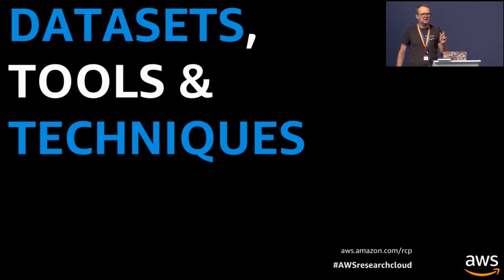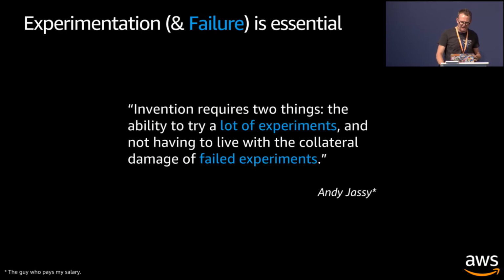The biggest thing here is that we actually think that the infrastructure that most scientists need is these things: data sets, tools, and techniques. It's not boxes in racks. That's a solved problem. The actual problem we need to solve is how to get this stuff in the hands of scientists quickly.